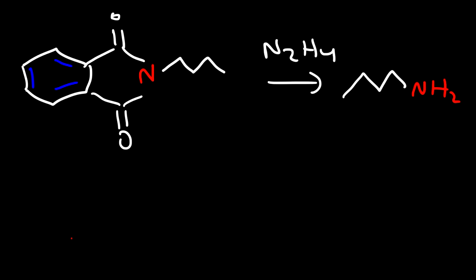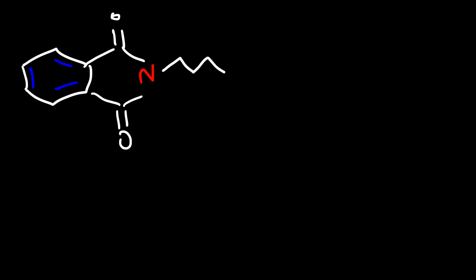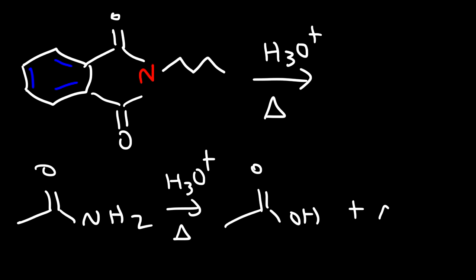But let's say instead of reacting it with hydrazine and heat, what if we did something else? What if we react it with H3O plus and heat? What's going to happen? Well, if you have, let's say, an amide and you react it with H3O plus with heat, you can hydrolyze the amide bond. So you're going to get a carboxylic acid and an ammonium ion. So something similar will happen here. So this bond will be hydrolyzed, turning this into a carboxylic acid, and the same is going to happen to this part.